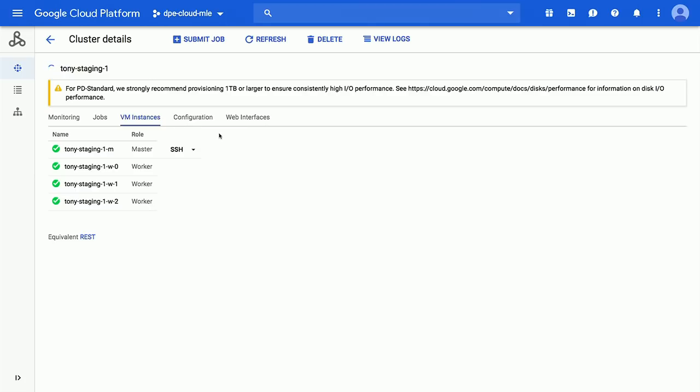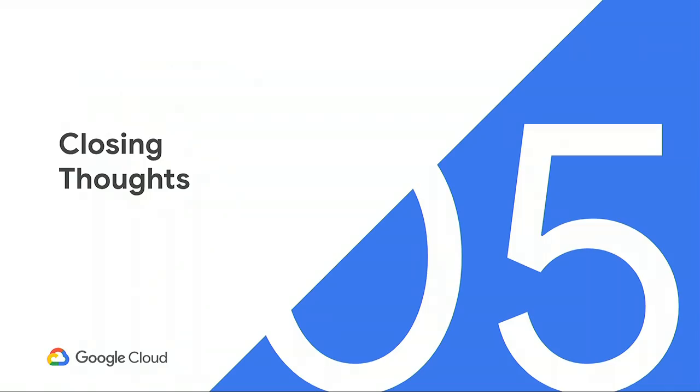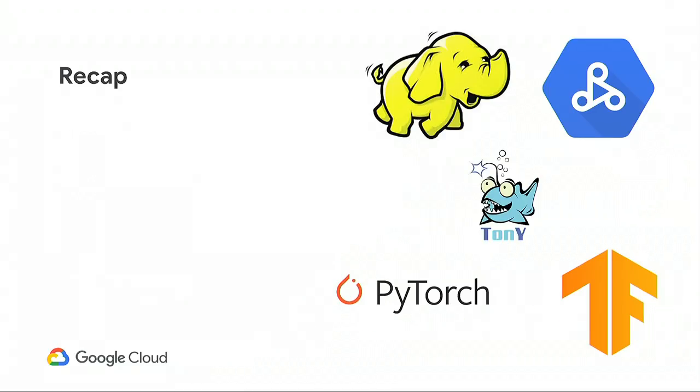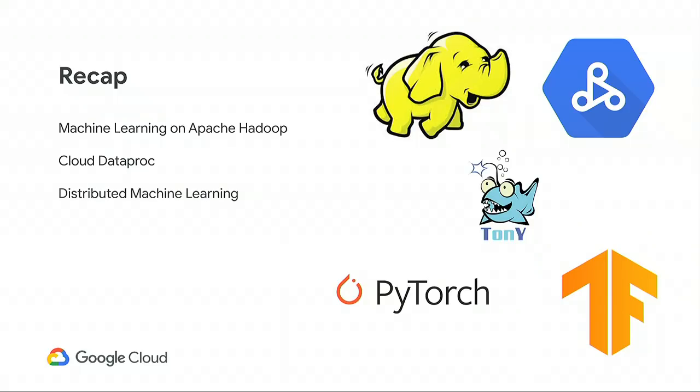If we can just go back to the slides, please. Awesome. So we'll just close out and quickly recap what we discussed today and what we showed you. We started off by discussing machine learning on Apache Hadoop and what the current landscape for that is. We then introduced Cloud Dataproc to you as Google Cloud Platform's managed Apache Hadoop and Apache Spark service. We then discussed distributed machine learning and some of the options and strategies for doing that. And then, of course, we introduced TonY to you and showed you a demo of how you can get started using TonY. And we used Cloud Dataproc as our means to show you that.